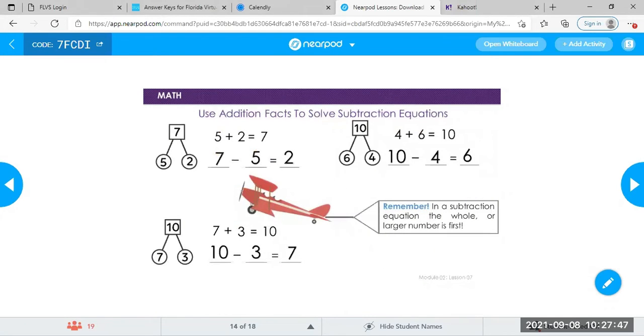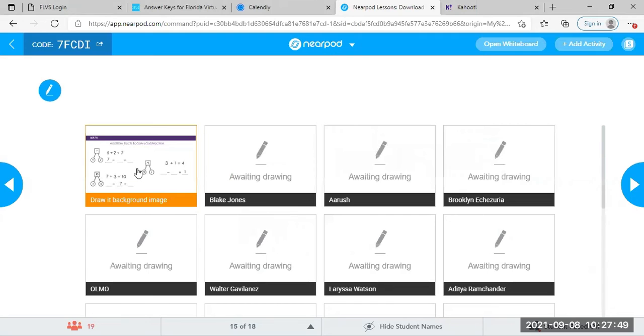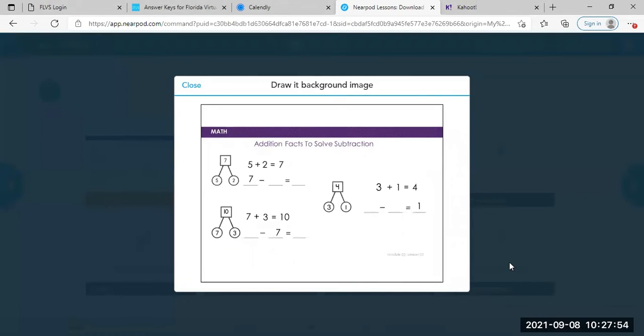Can we skip this real quick? Thank you. All right, you guys are going to start working on this while I talk to the folks that raised their hand. This is addition facts to solve subtraction. Remember I said it was helpful for subtraction? Well, it is. It's also great for unknown parts.